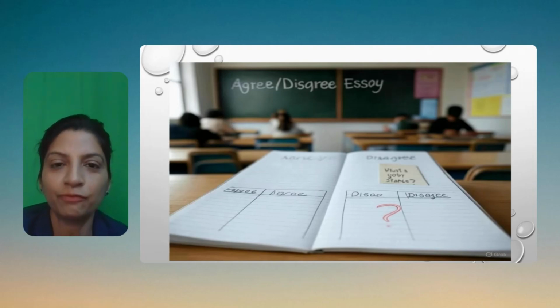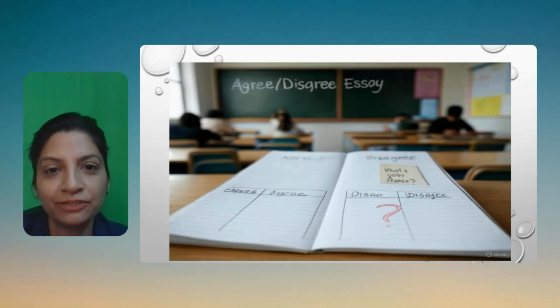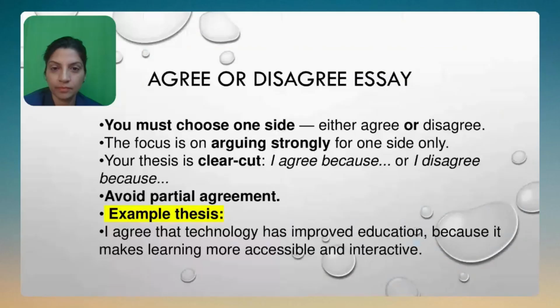Now understand what is the difference between agree or disagree essay and to what extent do you agree or disagree. This is a direct opinion question and this is called one stance question type. In agree or disagree essay, you must choose one side only. Either agree or disagree. And remember, the focus should be on arguing strongly for one side.